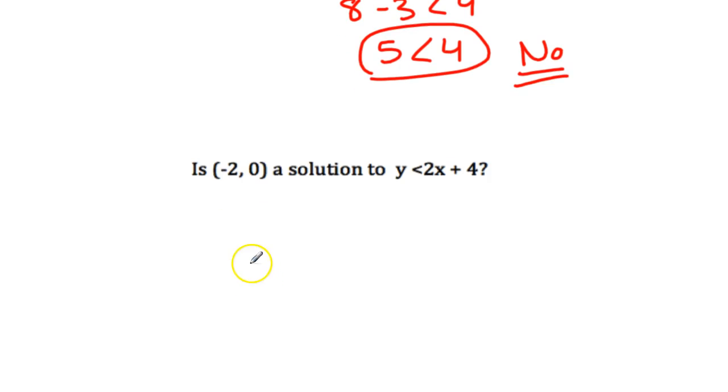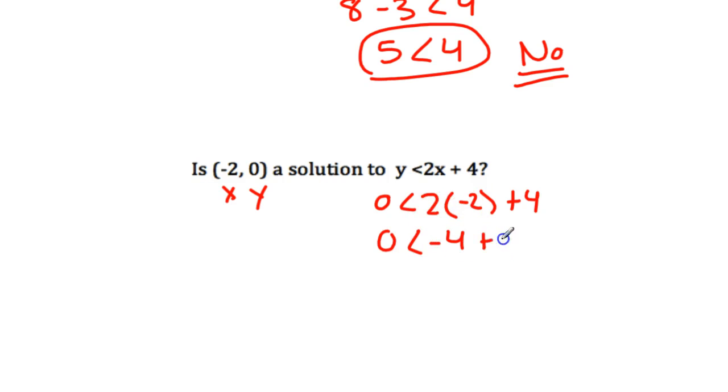This one down here: is (negative 2, 0) a solution to y is less than 2x plus 4? Again, that's the x, that's the y. I substitute into the inequality. So instead of y, I put 0, is less than 2 times x, and x is negative 2, plus 4. When I simplify, 2 times negative 2 is negative 4, plus 4. 0 is less than negative 4 plus 4, that is 0.